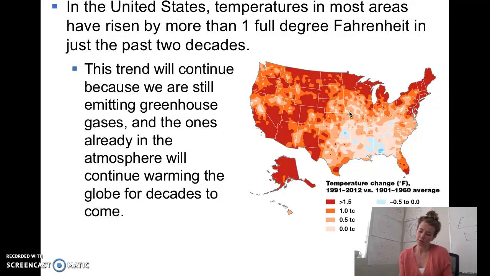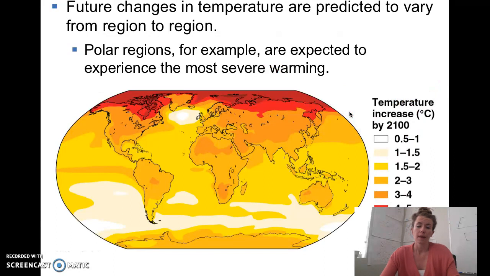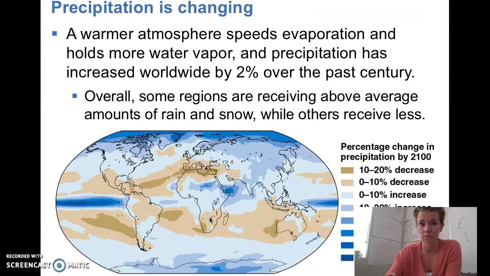And because of this, unusually hot days and heat waves will become more frequent. And then the future changes in temperature are predicted to vary from region to region. So the polar regions, for example, are expected to experience the most severe warming. That has a lot to do with different positive feedback loops we'll talk about later. But the North Pole, the Arctic regions are expected to have the most severe warming. That's a lot. That severe red is 7 to 9 degrees increase Celsius by 2100.